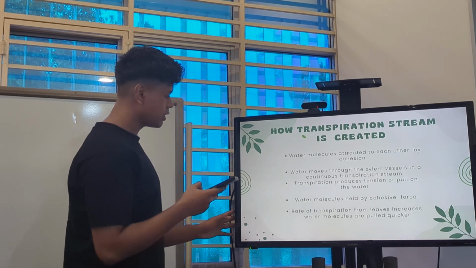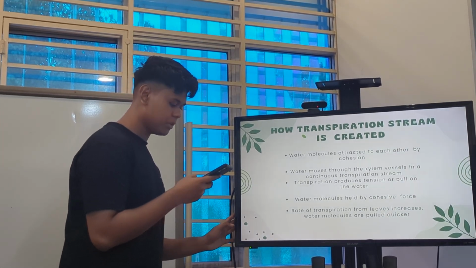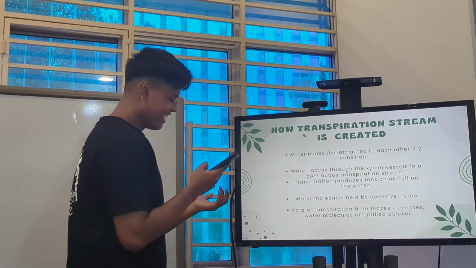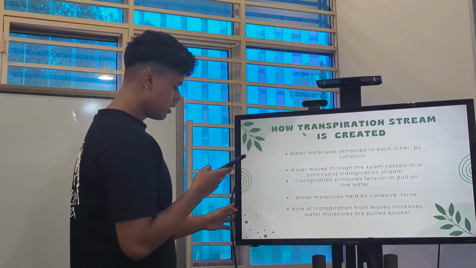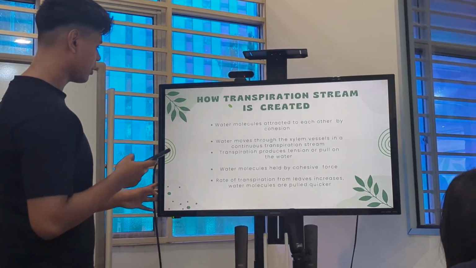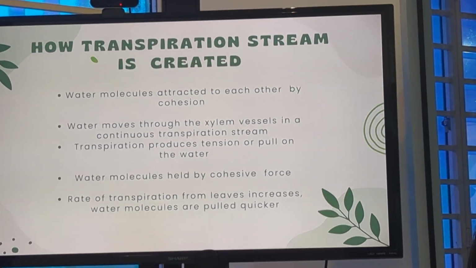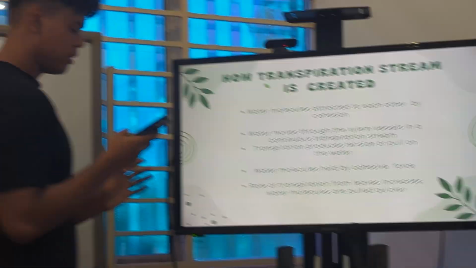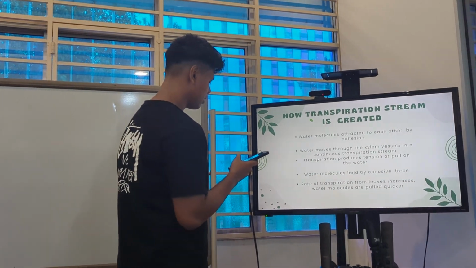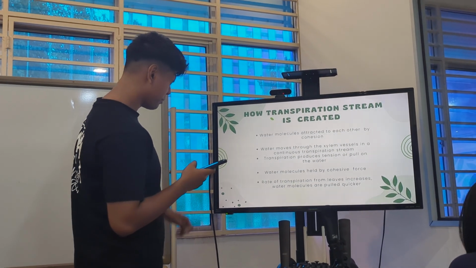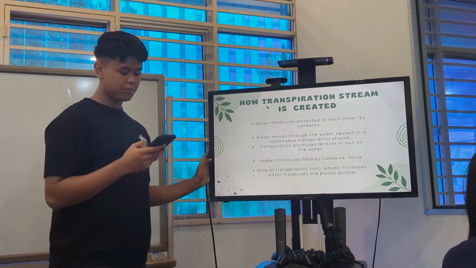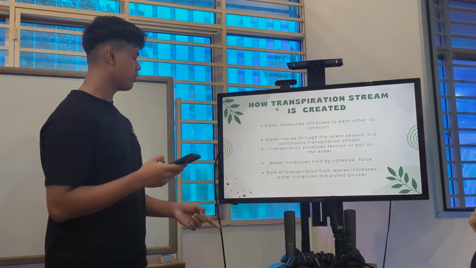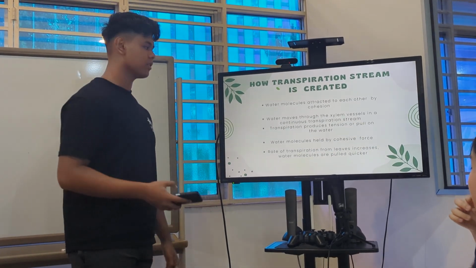So transpiration produces tension or pull on the water, which means it pulls the water up the stream. As water molecules are held together by cohesive force. Cohesive force is when each individual molecule pulls on the one below it, which makes it go up. So water is pulled up to the plant. If the rate of transpiration from the leaves increases, water molecules are pulled up the xylem vessels quicker. So more transpiration equals more water molecules pulled up. Speed.